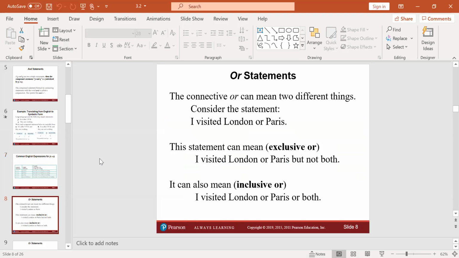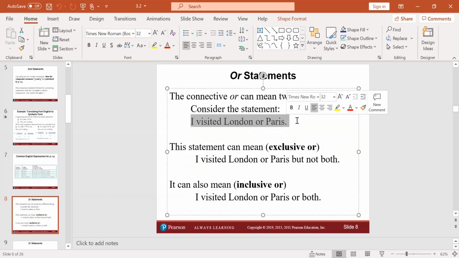Now let's talk about the word or. The word and is kind of obvious. We all understand the word and. We all think we understand the word or, but there's two kinds of ors. I visited London or Paris. Well, if you can only visit one of those two cities, then if I say I visited London or Paris, when you use the word or, you're using what's called the exclusive or, meaning it's got to be one or the other. It can't be both. Maybe you don't have enough time to go to both. Maybe you don't have enough money to go to both. So in this context, the word or is exclusive. It's one or the other.